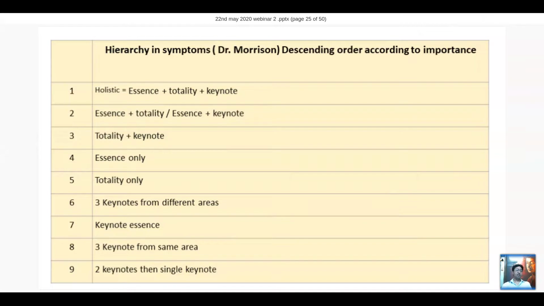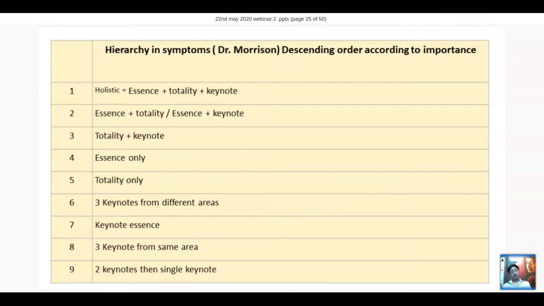He has given the importance, the most important is the holistic prescription. But if you are not having that information, so don't use light information or incomplete information or less intense symptoms just to prescribe holistically. Then shift to the next level, leave that and see whether you are having essence or totality or keynote. If you are not having essence and totality or essence plus keynote, then go to totality plus keynote. Suppose you are not having totality or keynote, you are having only essence, then prescribe on only essence.